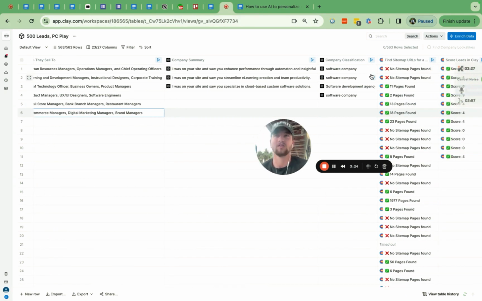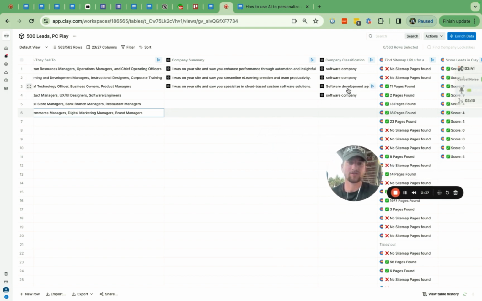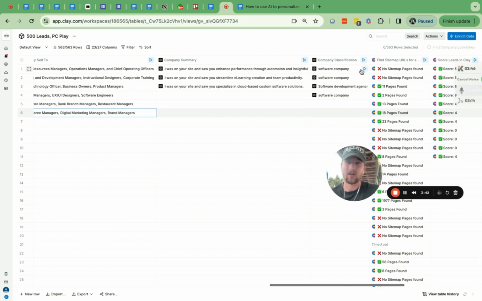And with that, if you're using Apollo, Seamless, or SalesNav, and you just want to go after software development agencies versus software companies, if you put in the keyword software or the software development niche, maybe 20% are going to be either software development or software company, depending on which one you want to go after. There might be 20 or 30% that are not in your ICP.